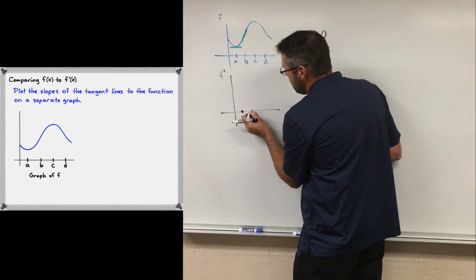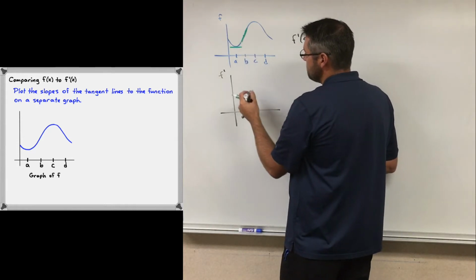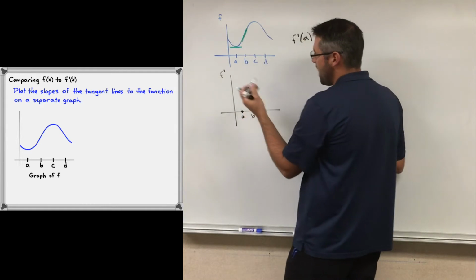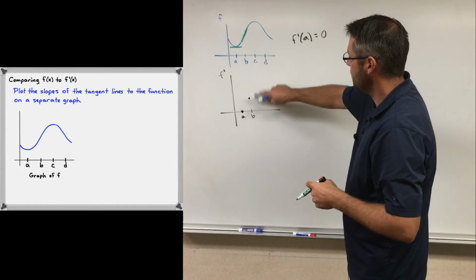So when x equals b, we know that the slope of the tangent line is positive, which means f prime will be some positive value. I don't know what it is. We're just going to go with that, okay? It could be anywhere in here, okay?